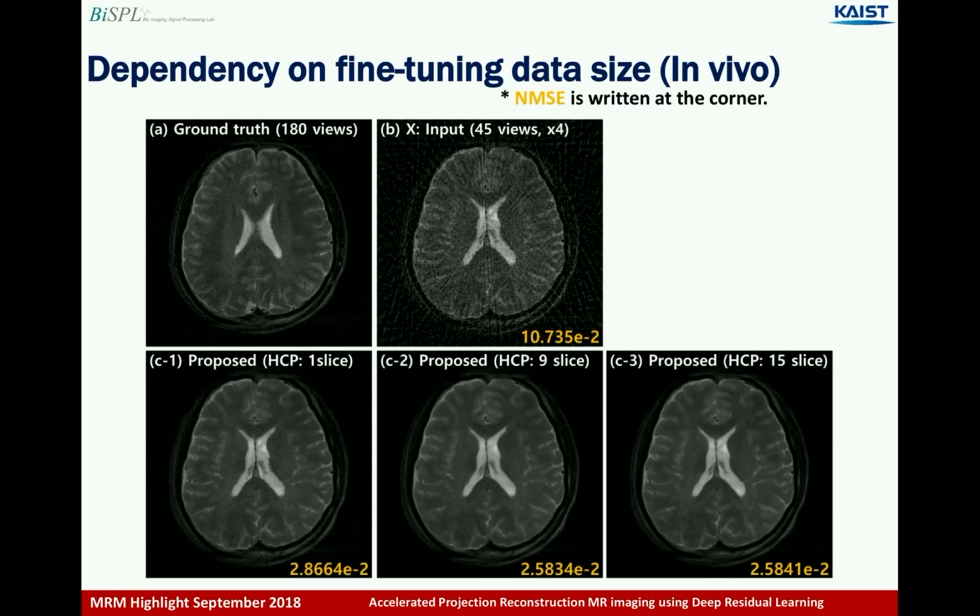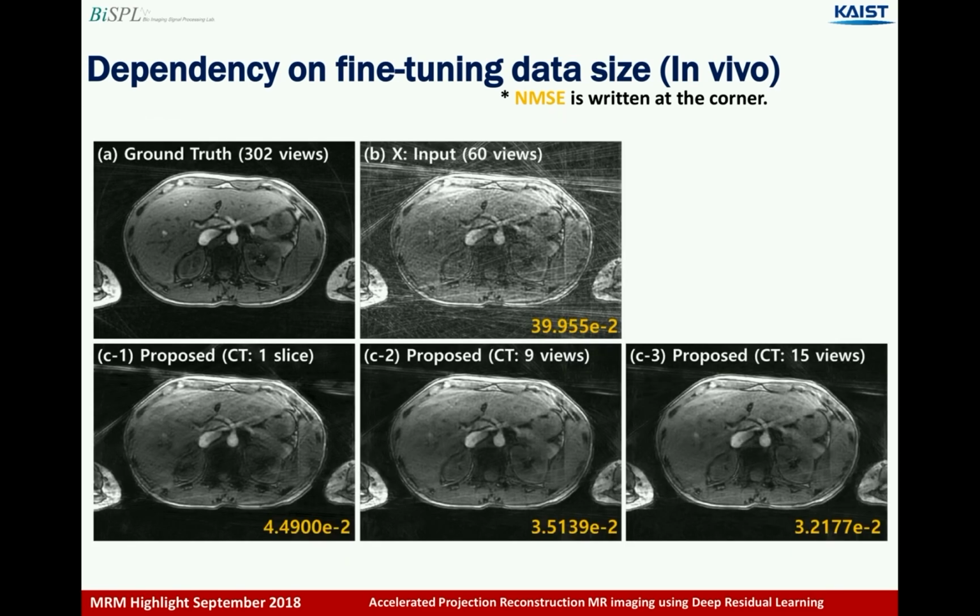These slides show the dependency on fine-tuning data size. When the acceleration factor is 4 and the training dataset is 1, 9, and 50 slices, as the number of data increases, the performance also improves. This is also the abdominal case, and the performance is likewise improved when the number of data increases.